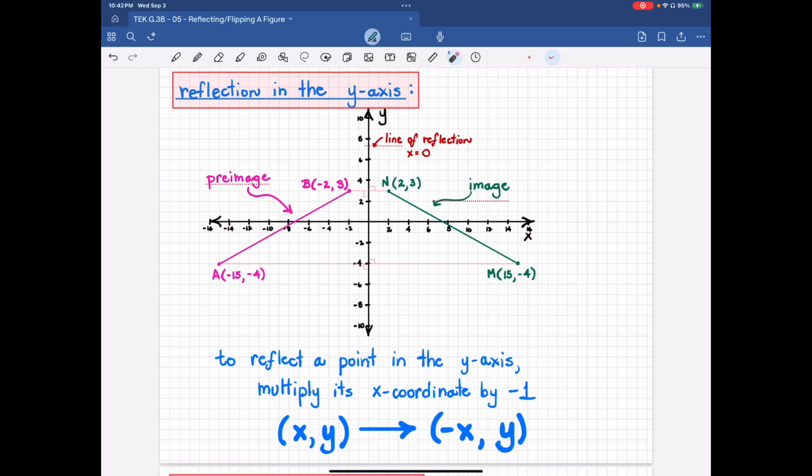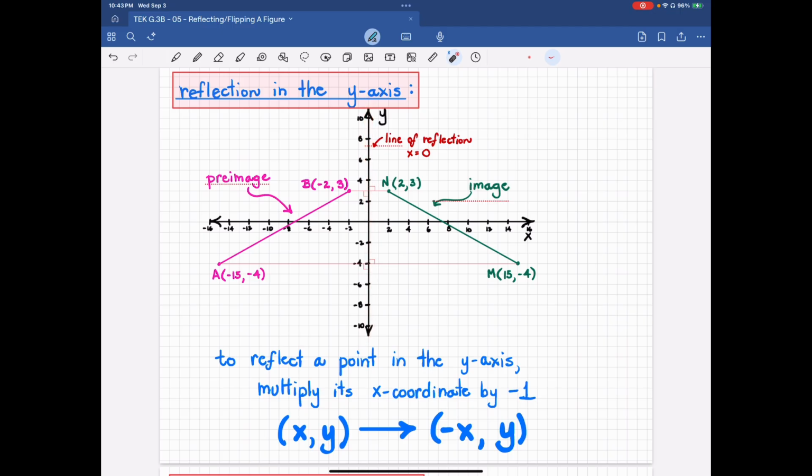Now, let's talk about reflection in the y-axis. The y-axis is this right here. You knew that already. So instead of us folding something horizontally, we're folding it vertically. I want you to know the official name for the y-axis, and it is x equals 0. So this becomes our line of reflection or our line of symmetry.